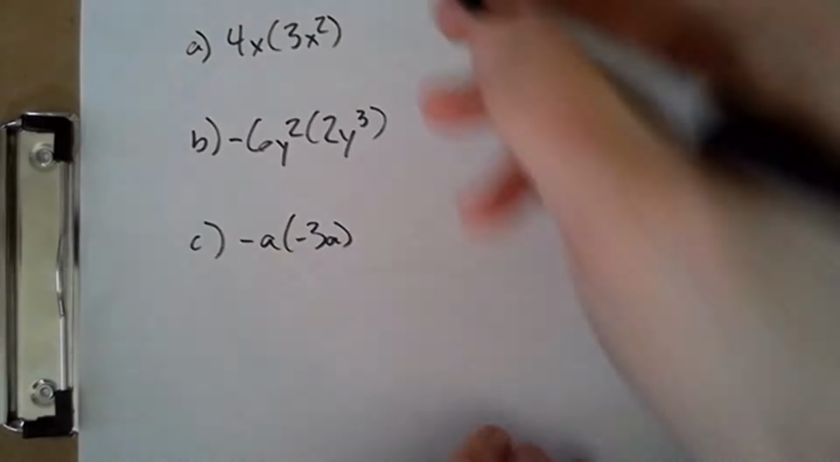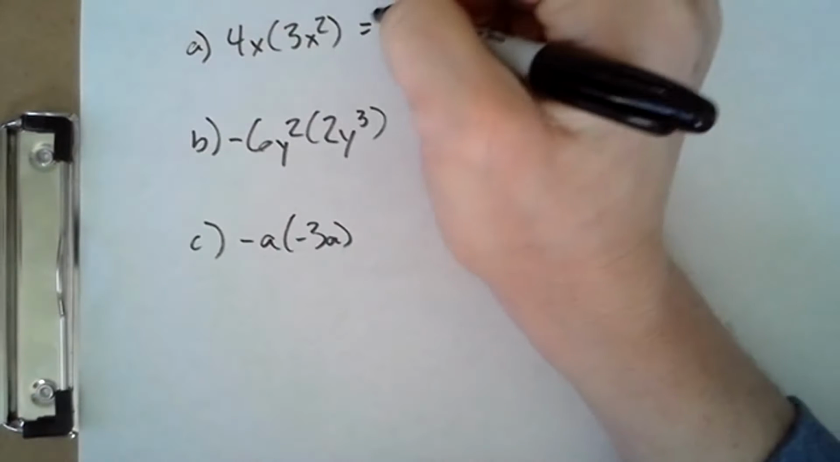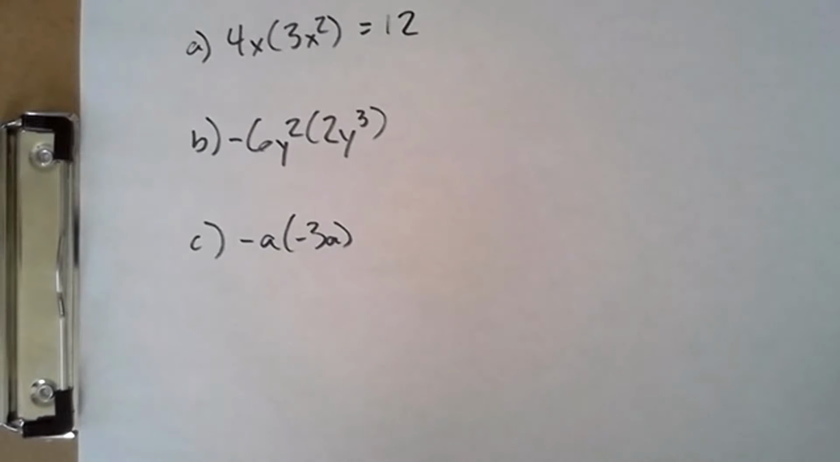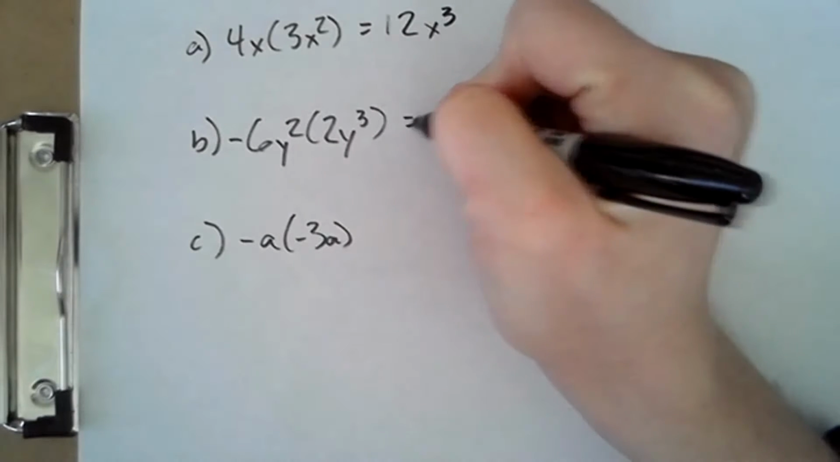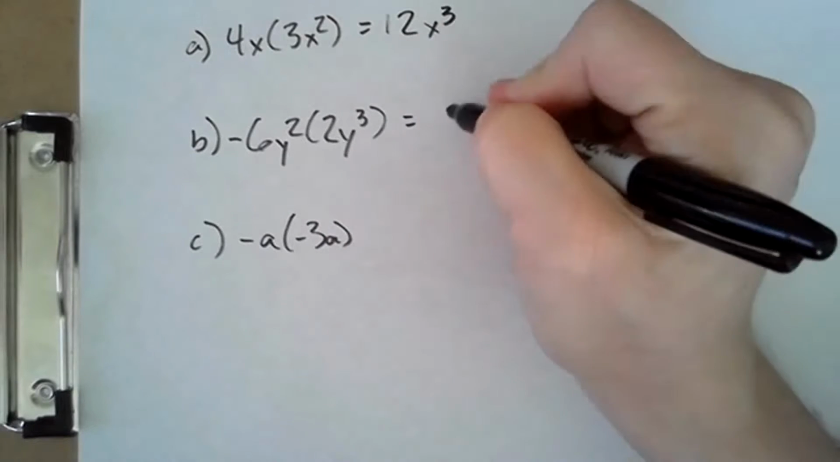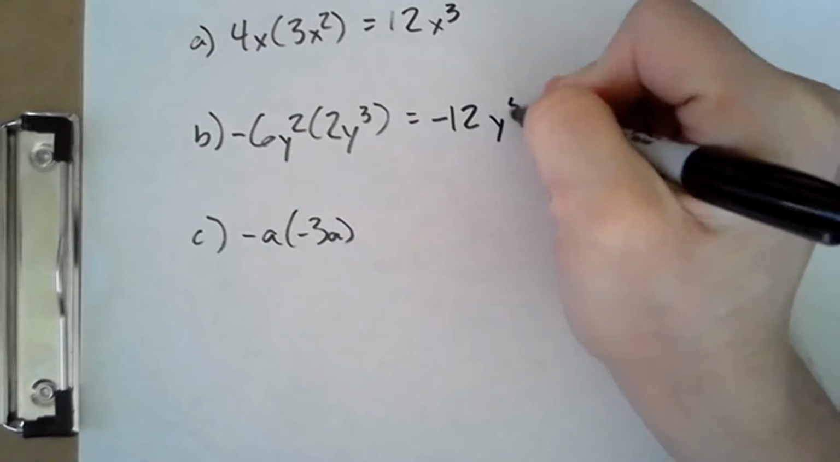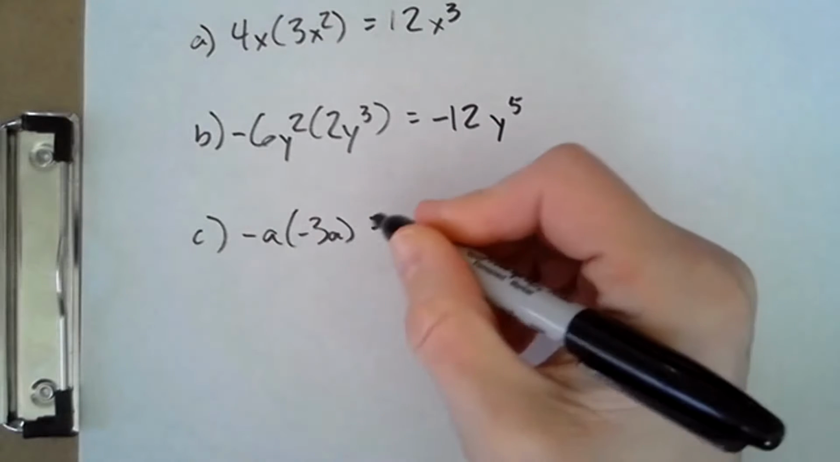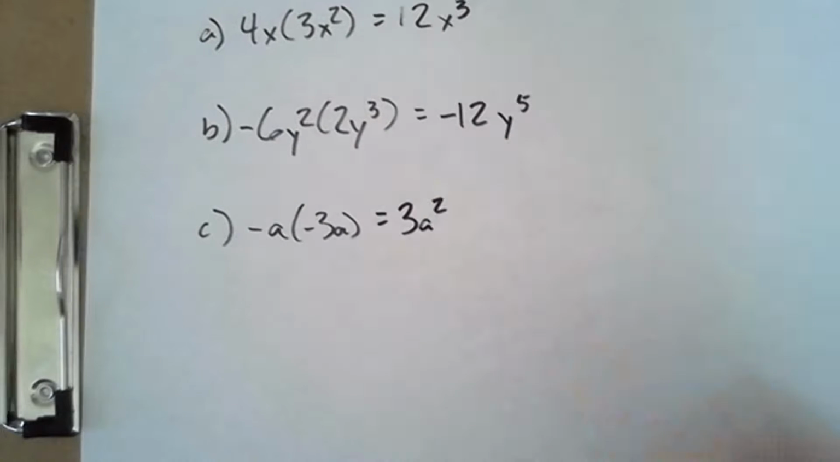All right, so for each of these, the first thing we do is multiply our numeric terms. So that's 4 times 3 is 12. And then we multiply our variable factors, not terms, but factors. So x times x squared is just x cubed. Then we've got a negative 6 times a 2 is negative 12. Y squared times y cubed is y to the 5th. Finally, negative a times negative 3a gives us a positive 3a squared.